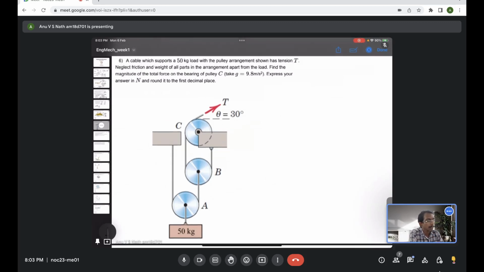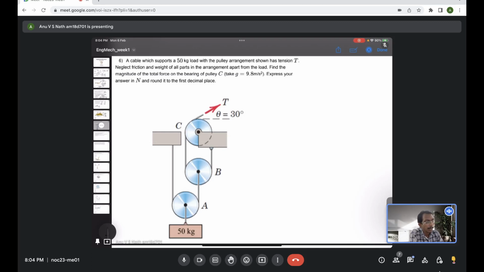A cable supports a 50 kilogram load with the pulley arrangement as shown here. Neglect the friction and the weight of all the parts except the 50 kilogram, which is the only part which has a weight. Basically the weight of pulleys and rope, just neglect it. Find the magnitude of the total force on the bearing of the pulley C. Express your answer in Newton, rounded to first decimal place. So we can try this.